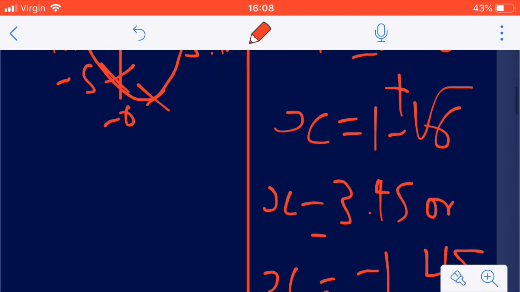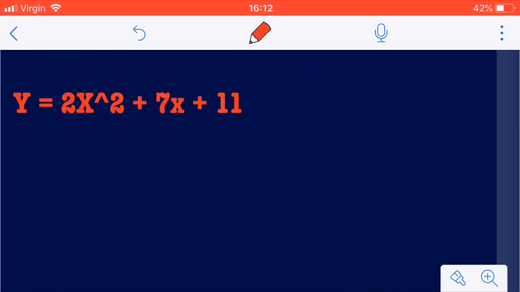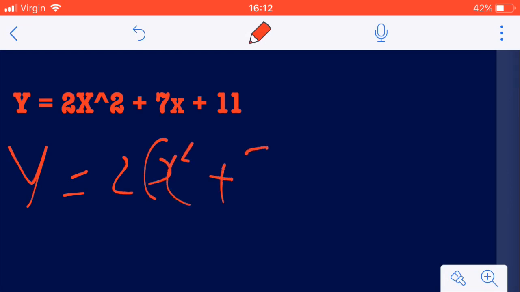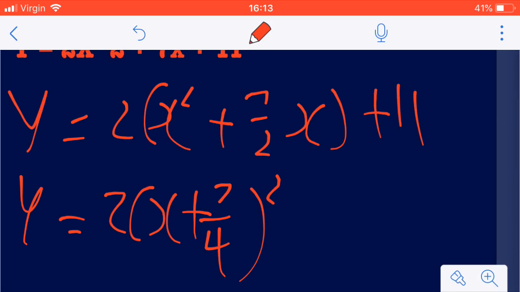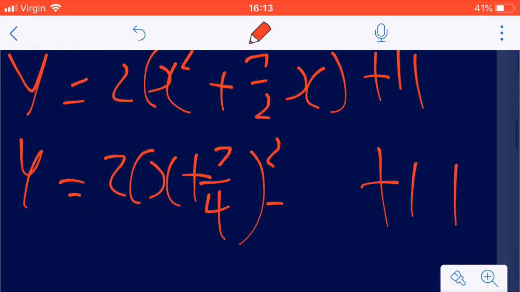So then if we look at a more difficult one here, where we have multiple x squareds, we're going to factorise out the 2 from any term which contains an x in it, so not the 11. So 2 times x squared plus 7 over 2 x, plus 11. Then we complete the square for this, so don't forget to keep the 2 at the start. So we need to half the 7 over 2 x to get 7 over 4. And we need to figure out what the constant term is there.